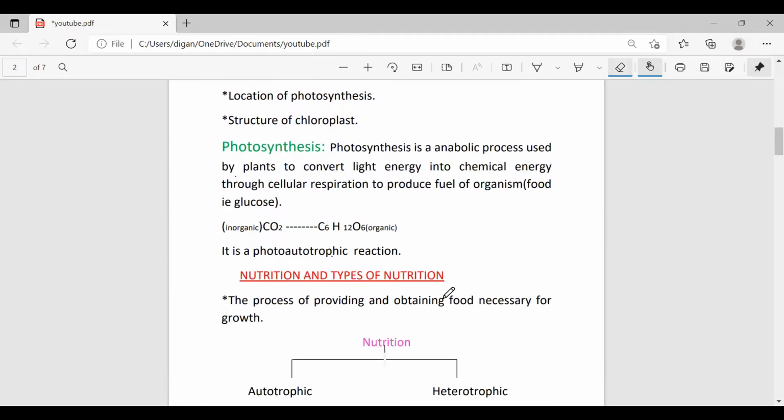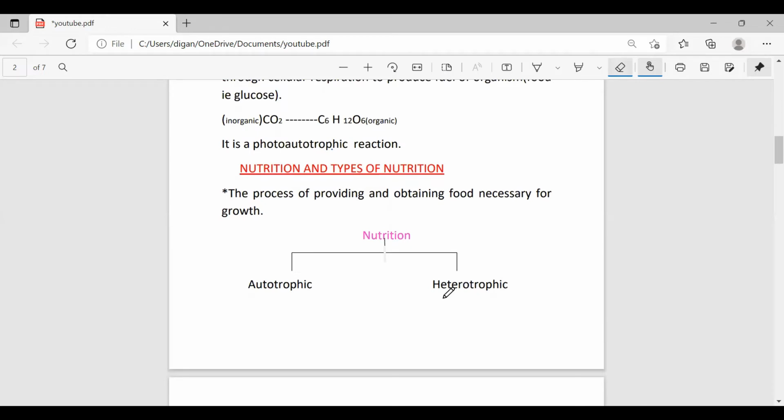And photosynthesis is a type of nutrition. So before going in depth into the photosynthesis process, we have to know what is nutrition and what are the types of nutrition. So what is the definition of nutrition? It is the process by which an organism obtains food for growth and survival. This is the process through which an organism gets its food for its survival.